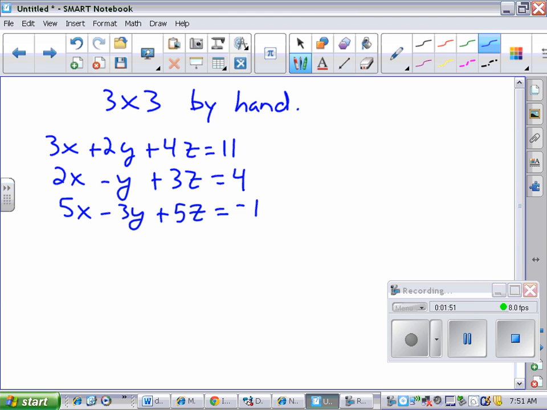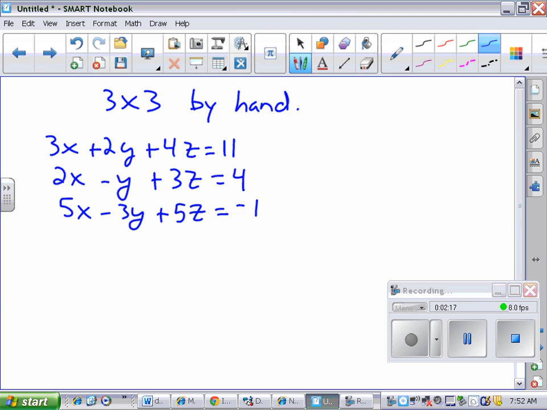I have to eliminate the y twice, not just once like in the 2 by 2s. Since you've decided to eliminate the y, you're going to do it with first and second, or the second and the third, or the first and the third. But you're going to have to do it twice because you have to eliminate it from both of them. Does that make sense?